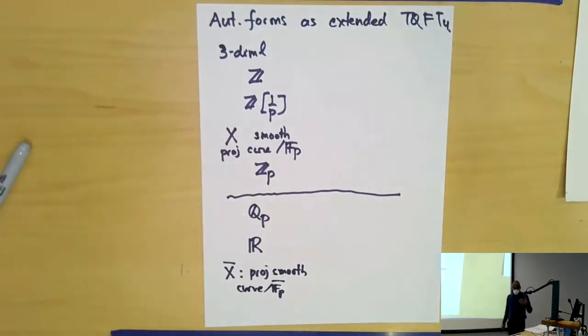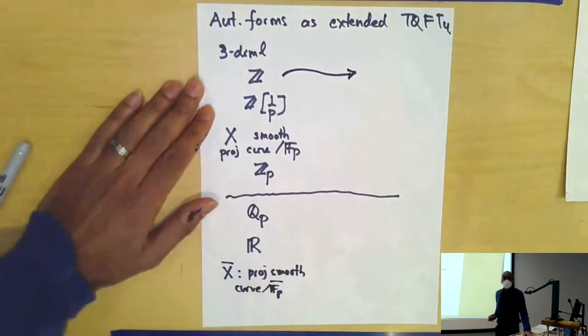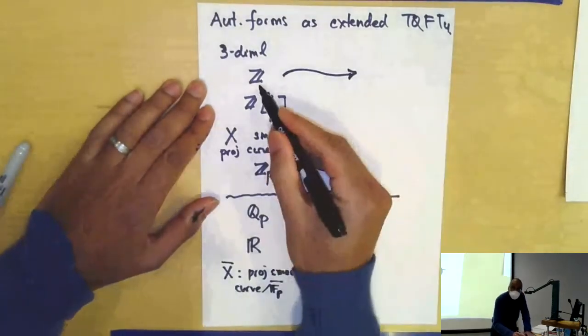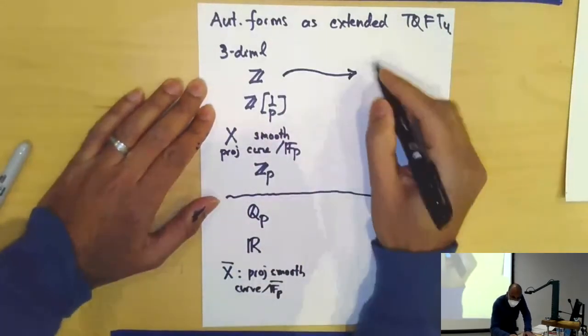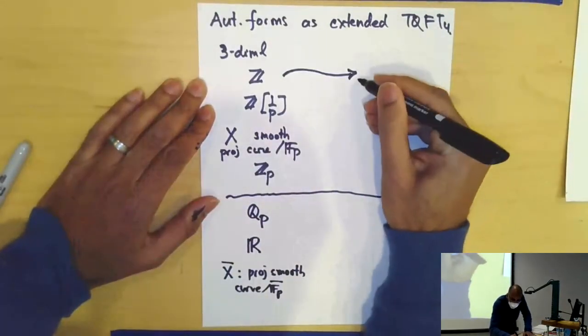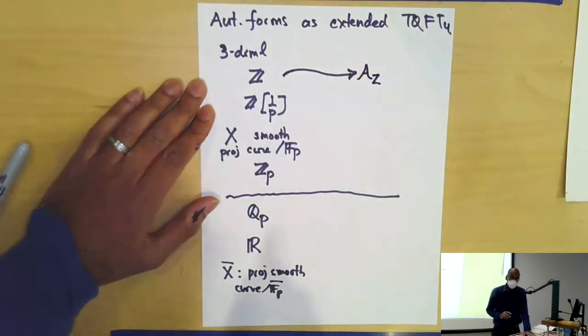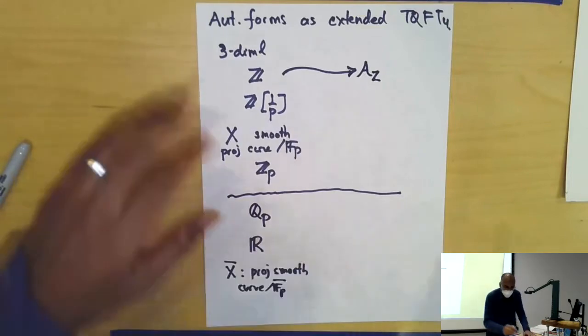Okay, now the way I motivated getting to this TQFT point of view was thinking about the theory of automorphic forms. The primary object of study is it assigns to Z or any other similar ring of integers a space of automorphic forms. Okay, again, remember we've fixed a group G. Let's say SLN. If it's not SLN, you have to modify slightly for issues of class number.